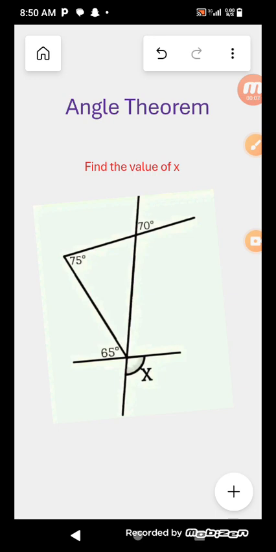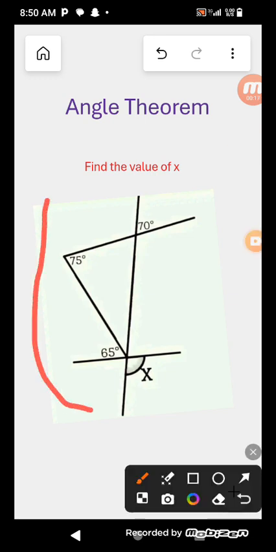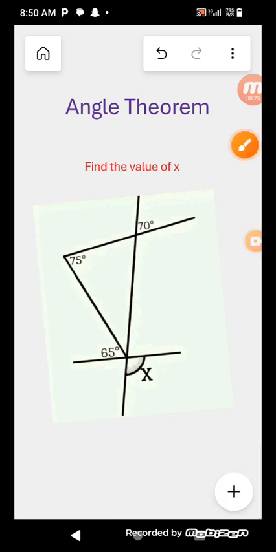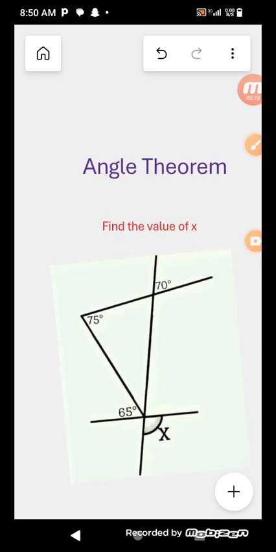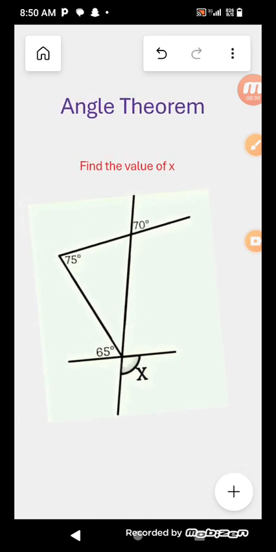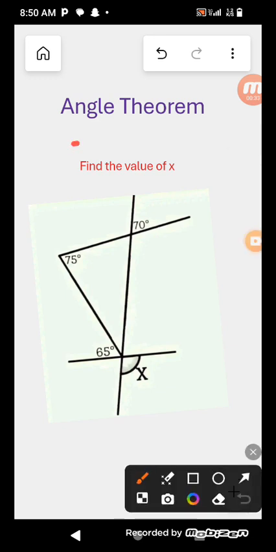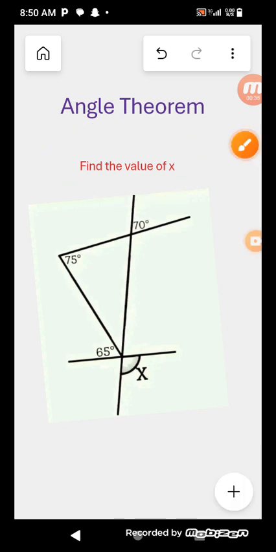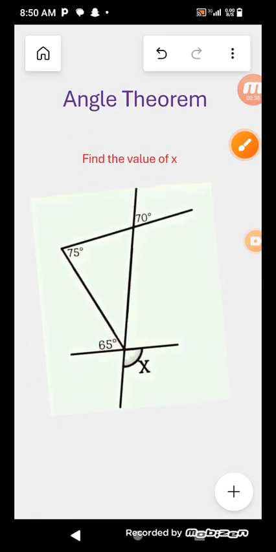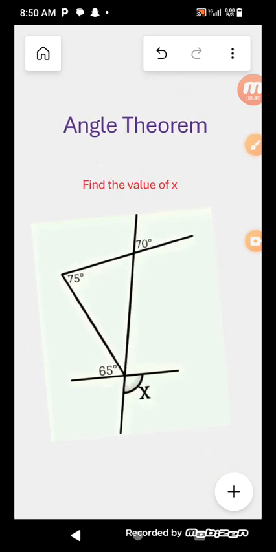In today's math class, we'll be looking at a question on angle theorem. This is an example of an angle theorem. The examiner says we should find the value of x. That's the question: finding the value of x in this angle theorem. Very simple. That's exactly what we're going to do right away.